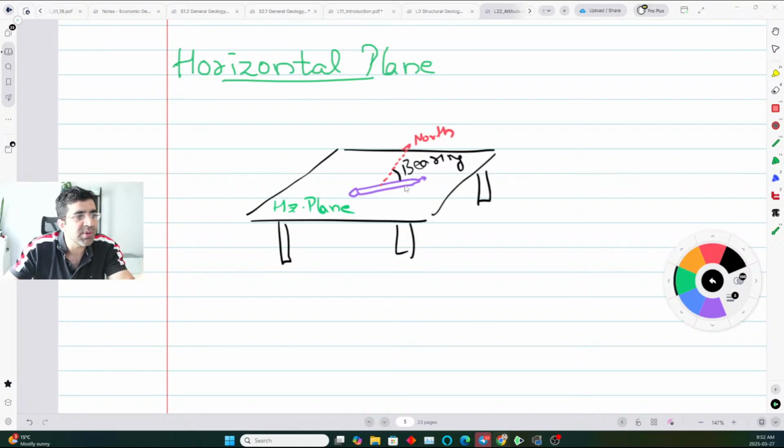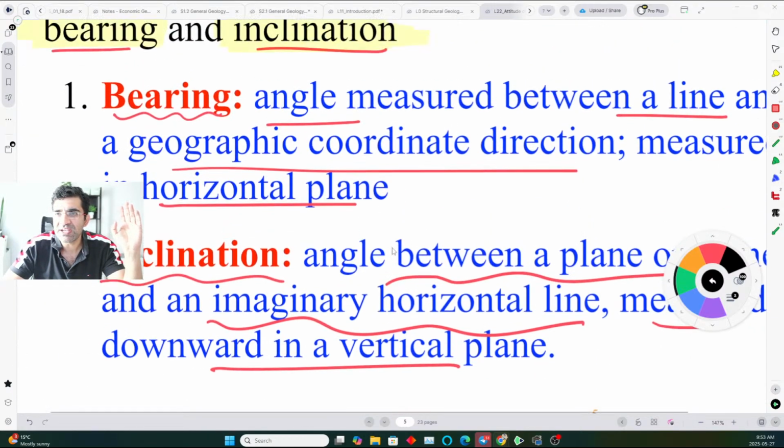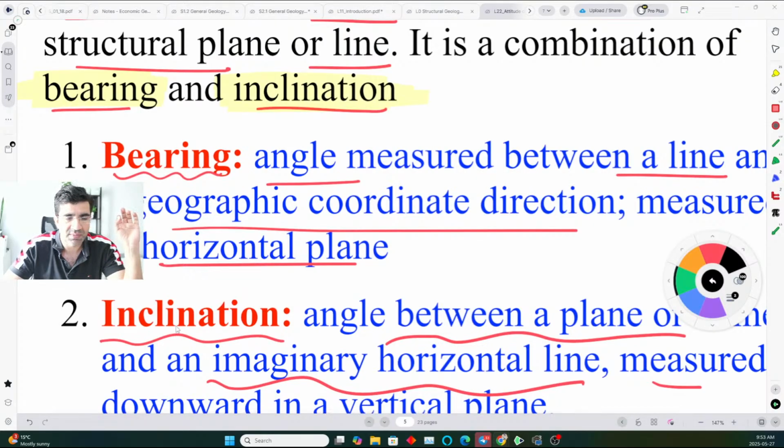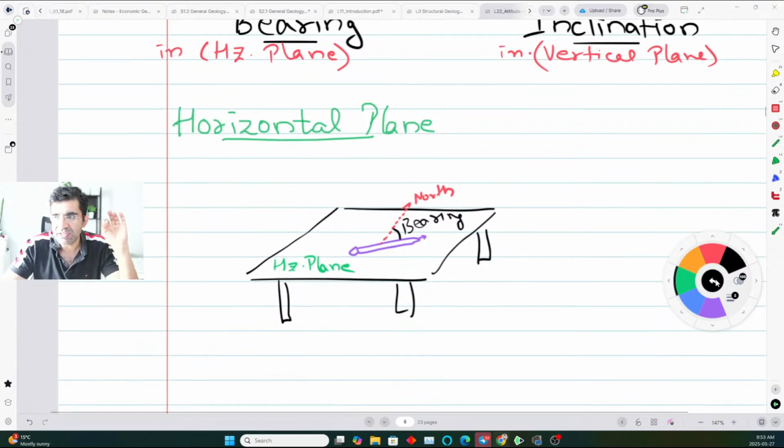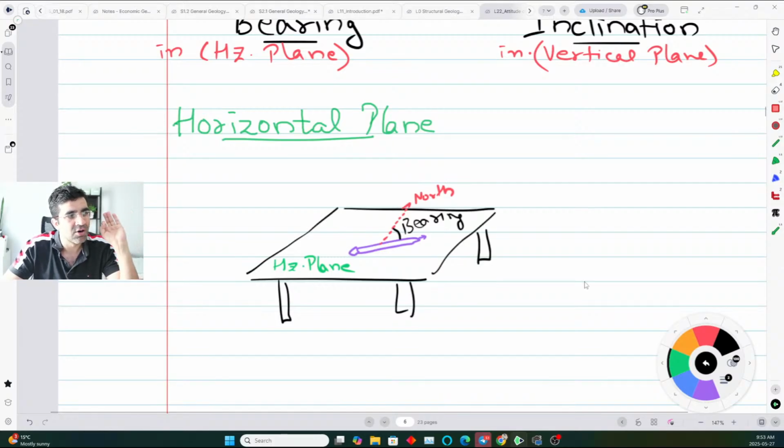It doesn't have to be a pencil, it can be anything. It could be an imaginary line or an actual line, a pen or a stick. That does not matter. Bearing is a general term. For those who have just joined, we're defining two terms, bearing and inclination. Bearing is a direction measured in the horizontal plane with respect to the north direction. So two things to keep in mind: it is measured with respect to the north and it is measured in the horizontal plane.